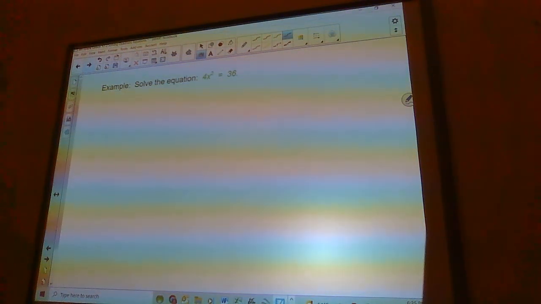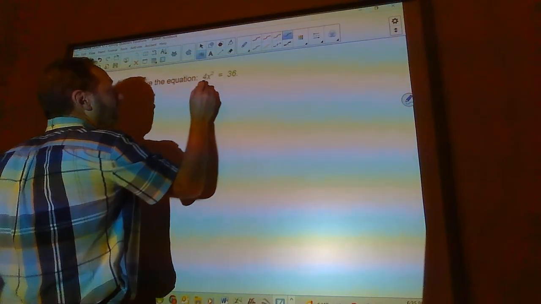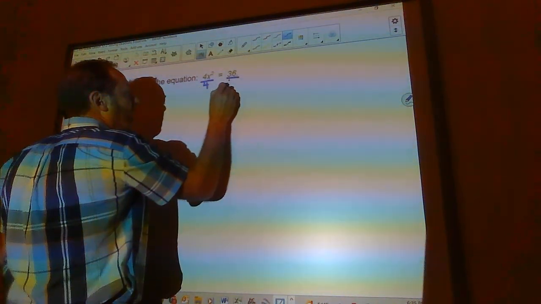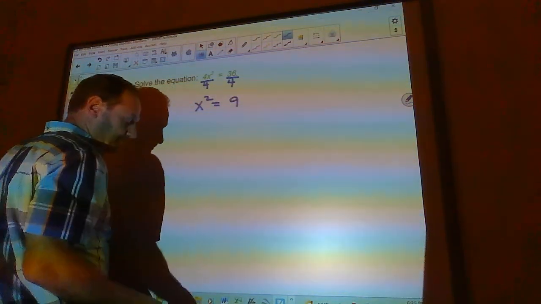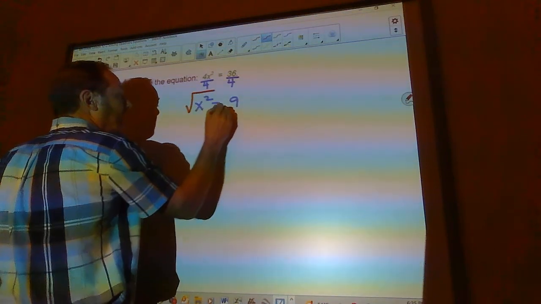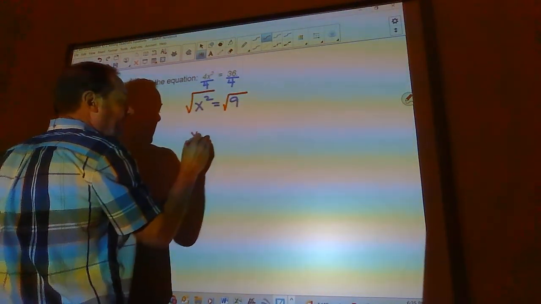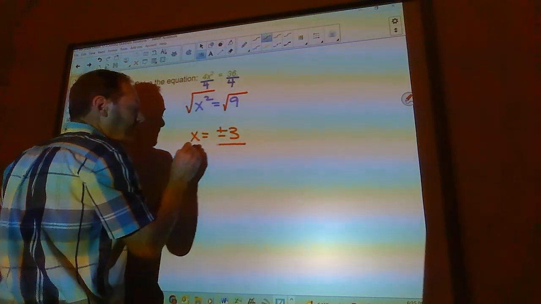Okay, different type of problem here. 4x squared is 36. The first thing we're going to do is divide both sides by 4 to get the x squared by itself. x squared is going to be 9. Now I'm going to square root both sides, and x is going to be plus or minus 3.